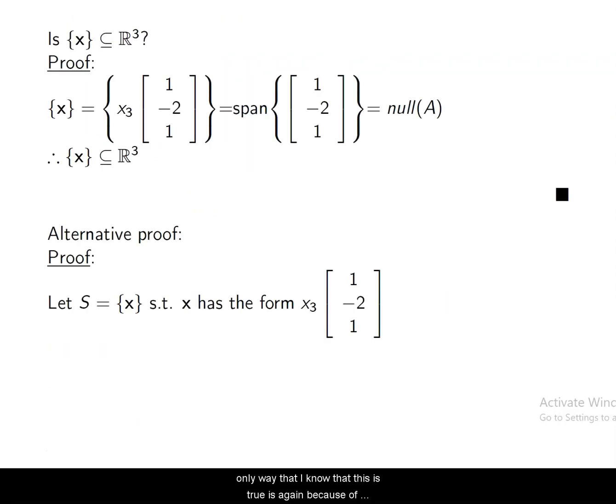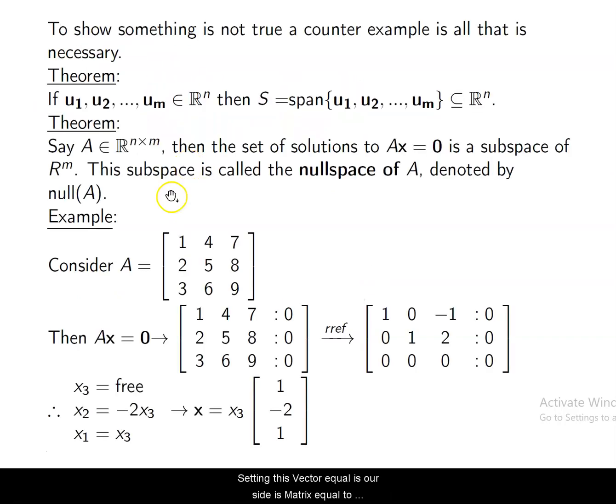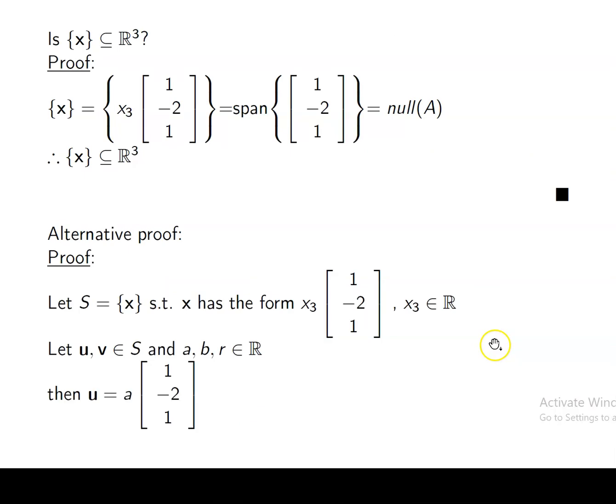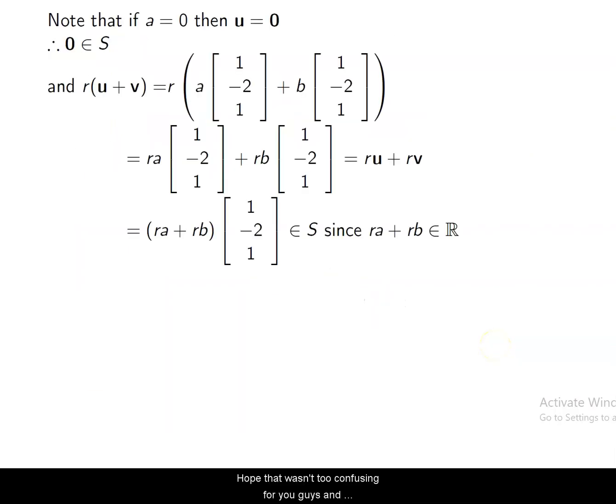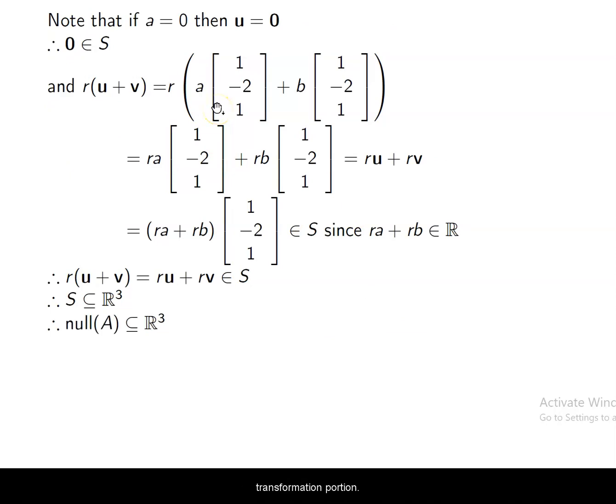And the only way that I know that this is true is, again, because of the way that I found this vector in the first place, right? I created it by setting this matrix equal to 0, and solving it down and finding what all vectors that go to 0 look like. Okay. All right. I hope that wasn't too confusing for you guys, and you're familiar with a lot of this stuff from the linear transformation portion, right? So again, therefore, the null space of A, my matrix I had before, is a subspace of R3.